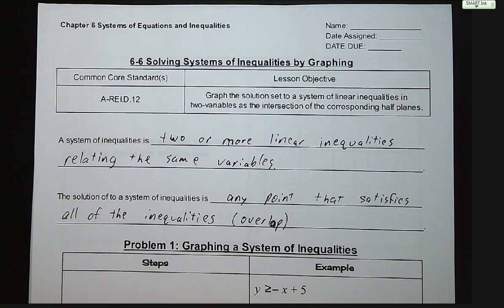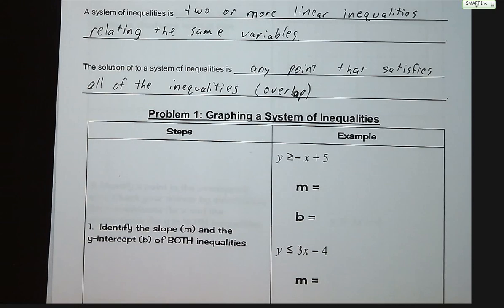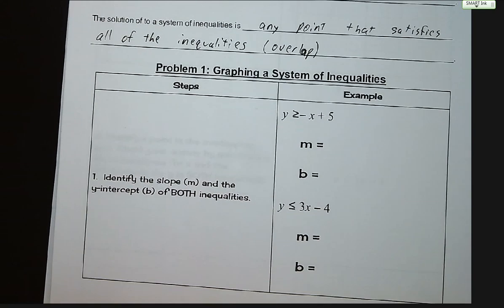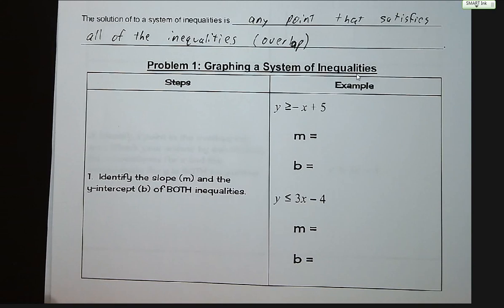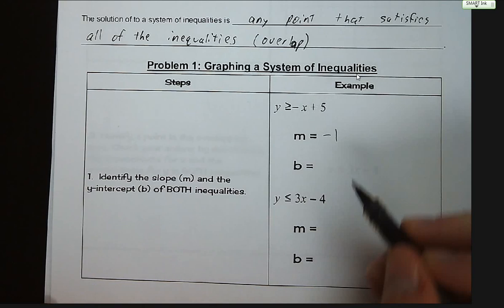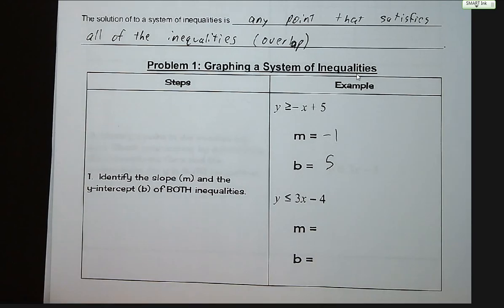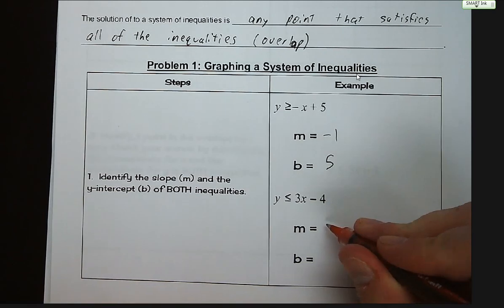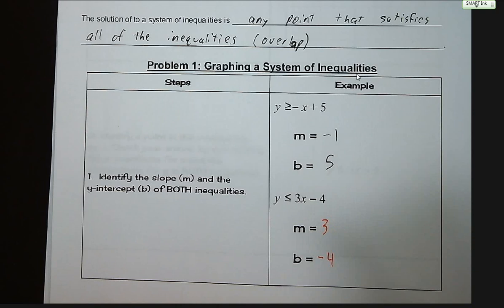All right, so problem number one is going to be graphing a system of inequalities. So we're going to approach this the same way we did systems of equations by graphing in 6.1. So the first thing, we're going to identify what is our slope. So our slope is -1, and our y-intercept is 5 in our first equation. In our second equation, our slope is 3, and our y-intercept is -4.